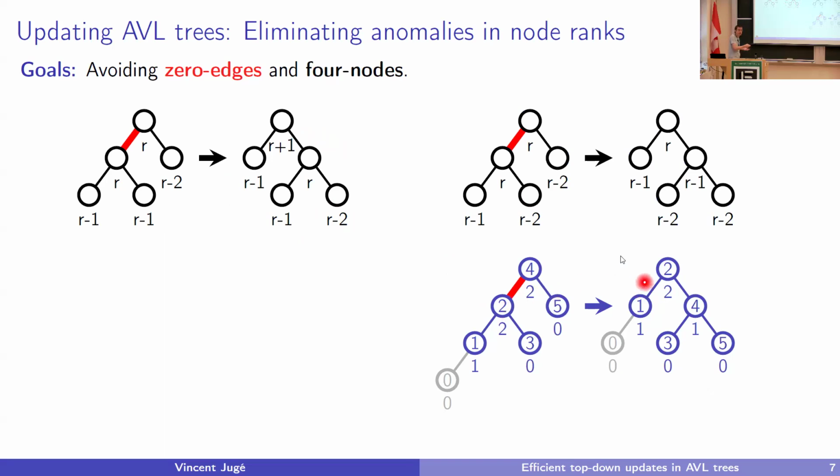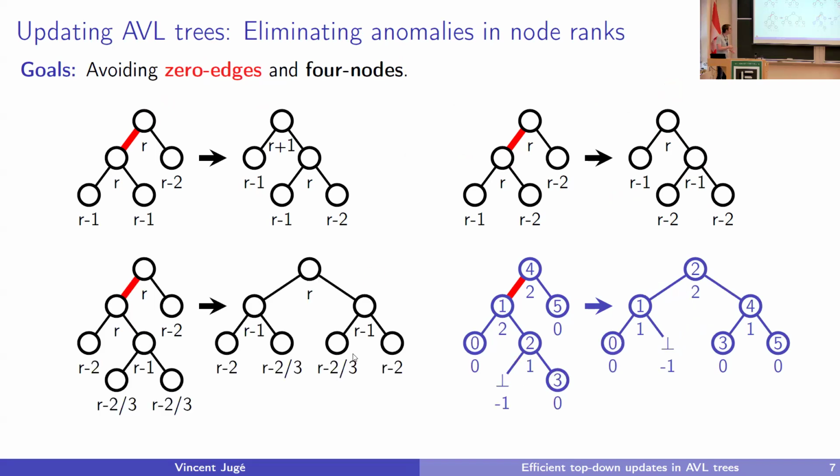Well, then you have other cases. So this one, where my middle grandchild had rank R-2 instead of R-1. I do the same exact rotation, but now the resulting tree has a root with rank R. So in that case, I'm very happy, because there will be no more 0 edge. There was no 0 edge above myself before, and there is still no 0 edge above my new self.